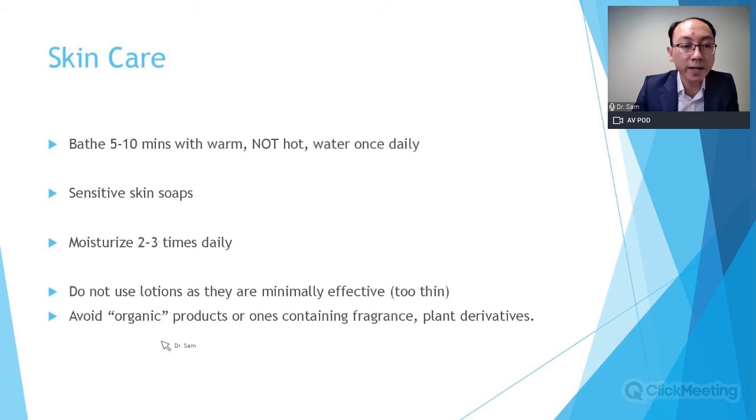Avoid organic products. Nowadays, a lot of parents try to use organic products. Actually, these organic products are sometimes plant derivatives, and sometimes these plant derivatives have some allergens. It can make the condition worse. So make sure this type of patient does not use a lot of organic products or organic soaps, as this can make the condition worse.